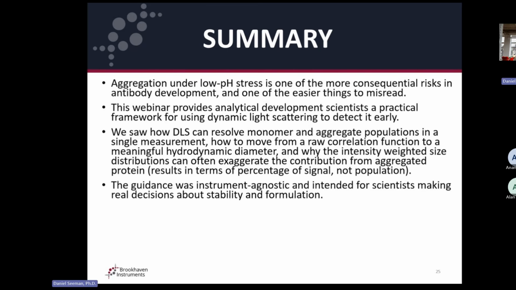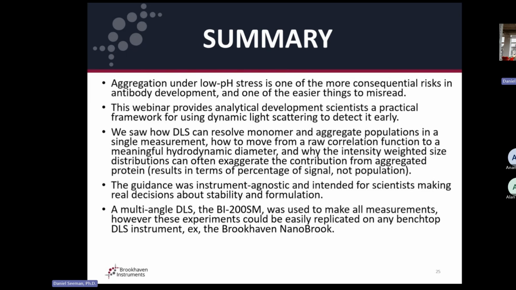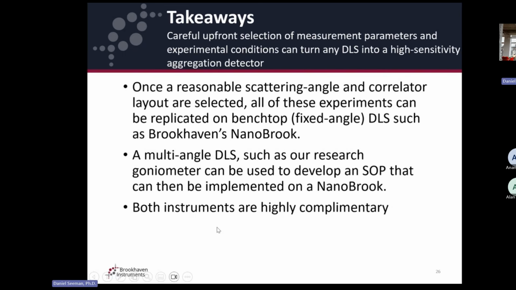Most of this is generalizable to any type of DLS platform. Specifically in this case, we used our research goniometer, the 200 SM, to make all these measurements. However, every one of these experiments, with the exception of the continuous multi-angle experiments, could be reproduced on our NanoBrook, which is our fixed angle or benchtop instrument. And certainly a hybrid approach could be using a goniometer to develop an SOP and then implementing it on a NanoBrook, or any benchtop system, so that you can test earlier on in the pipeline. And these techniques are all complementary.